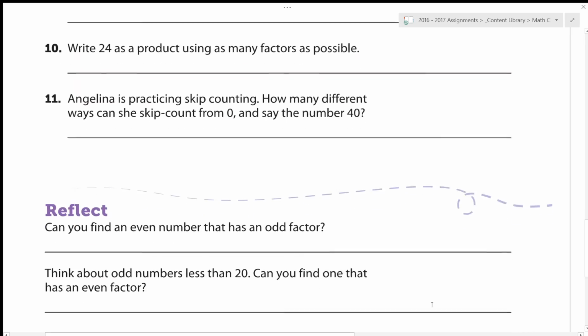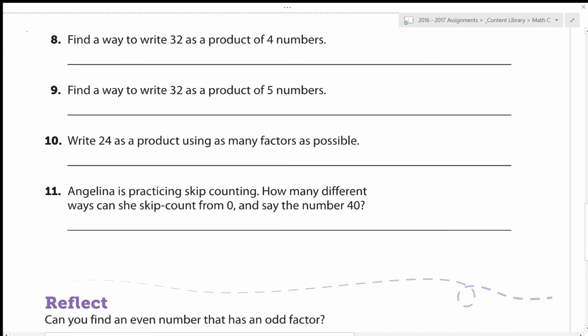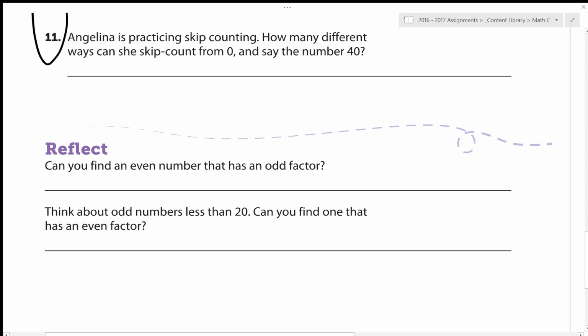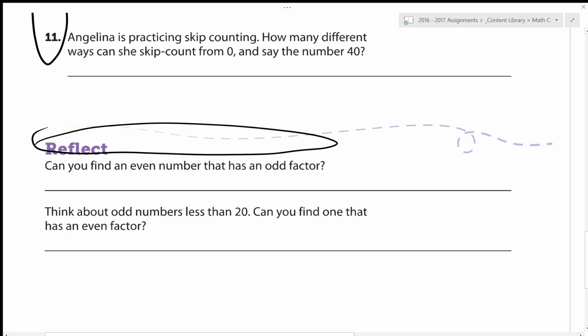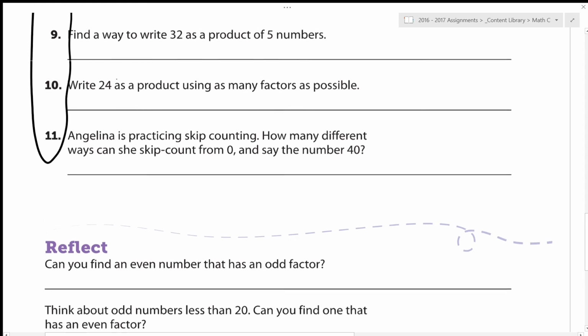Now, what I would like you to do is go ahead and do 8 through 11, and then you are going to do the reflect with me. So I want you to look it over and then go on to MobyMax just to see if you get an idea, and we're going to talk about that one together because that one is a little bit more of a challenge.